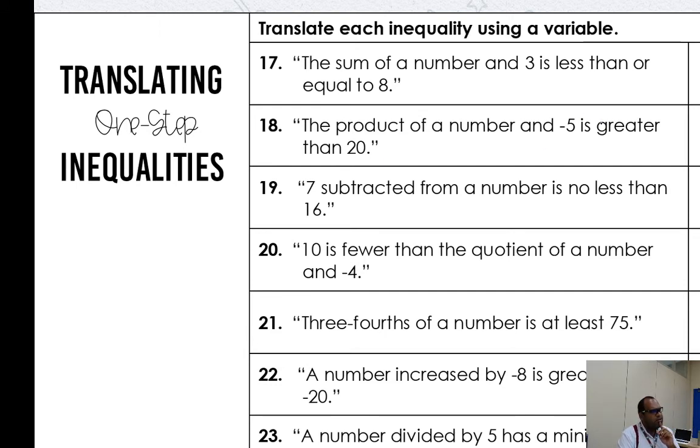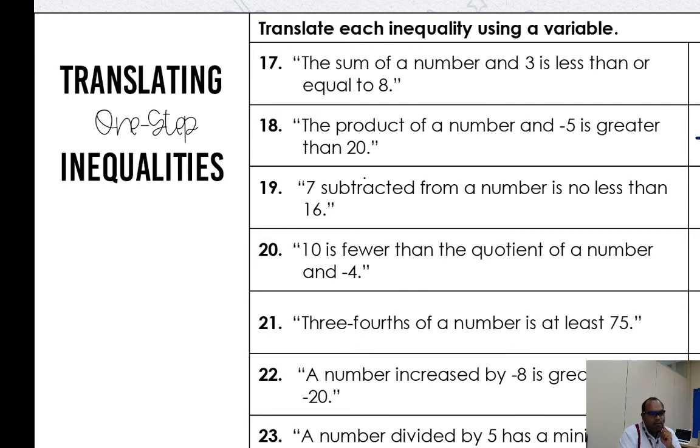Here, the product. Mister, the math operation, the product? Oh, multiplication. I have 2 factors over here: a number, my number is x, and -5. -5 is one number, x is another. Is greater than, okay, just greater than. I don't have a dash over here. Greater than 20. Mister, like that?